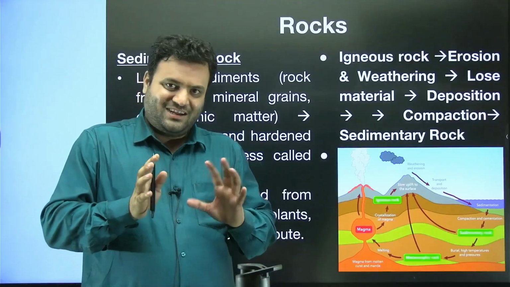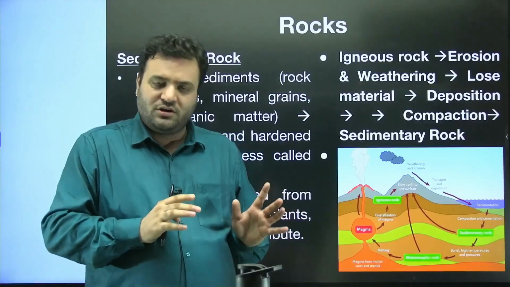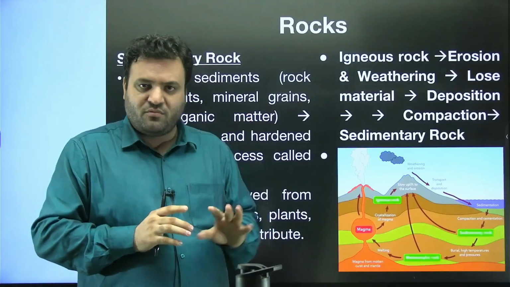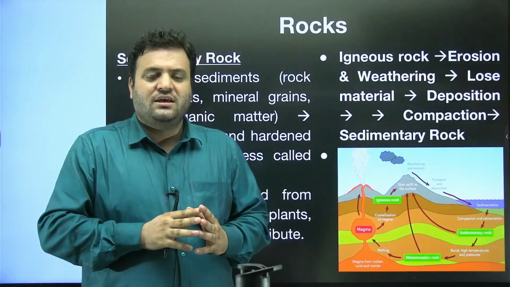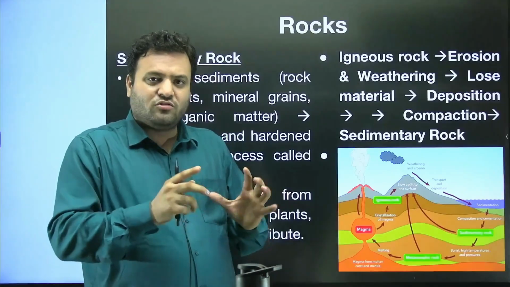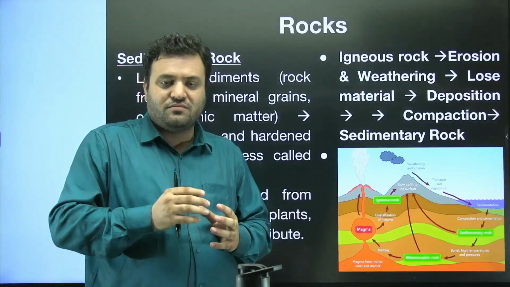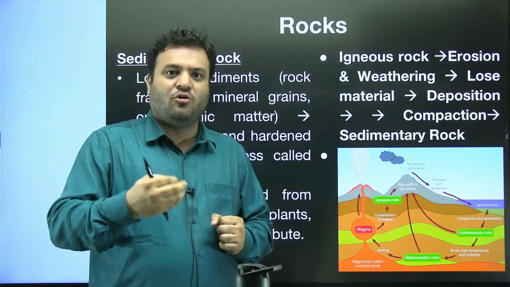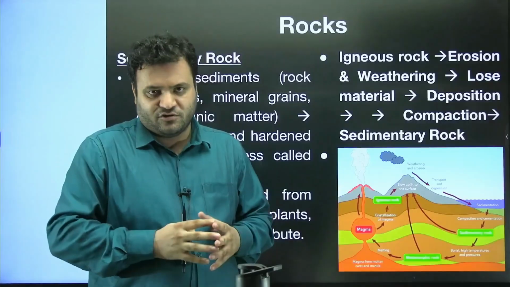So that's why igneous rock is called a primary rock, because all other rocks, sedimentary as well as the metamorphic, which we are about to see, these two sets of rocks are actually formed because of the igneous rock. So igneous rock is called a parent rock, or primary rock, from which all other sedimentary as well as metamorphic rocks are formed.